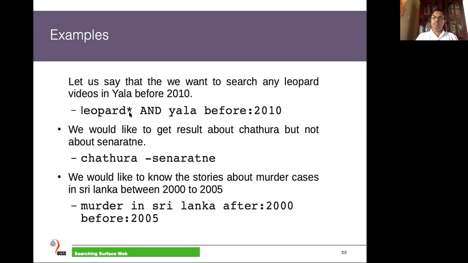Now you only want to find the information in Yala. So very simply, you can use the keyword and for that. So you say leopard star and Yala. That produces only the results of leopard and Yala, so that means leopards related to the Yala National Park.